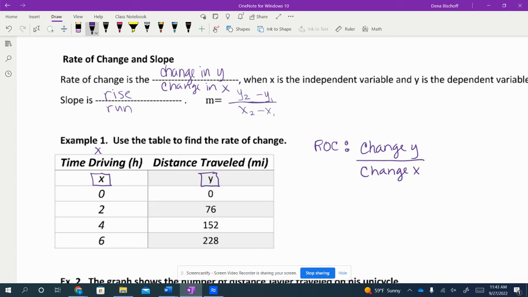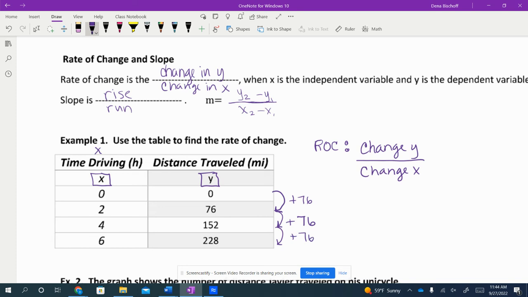So we have to figure out the change in y first. To go from 0 to 76, what did I do? And the change is going to be a plus or a minus. Plus 76. Thank you. To go from 76 to 152, what did I do? Plus 76. To go from 152 to 228, plus 76.